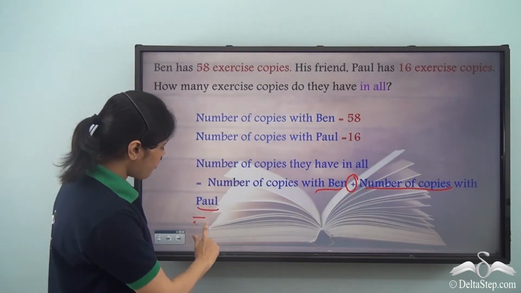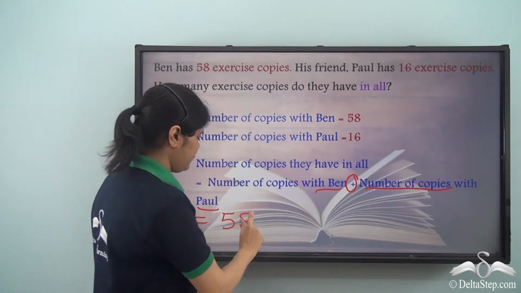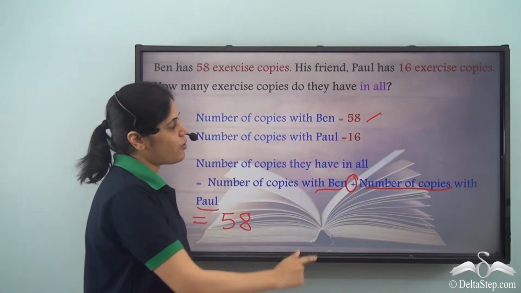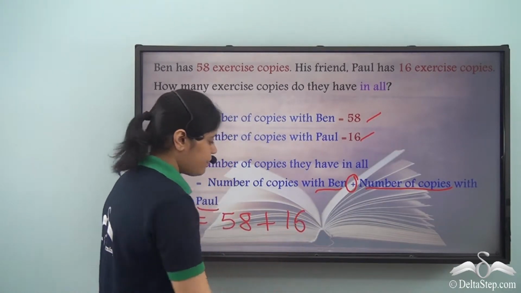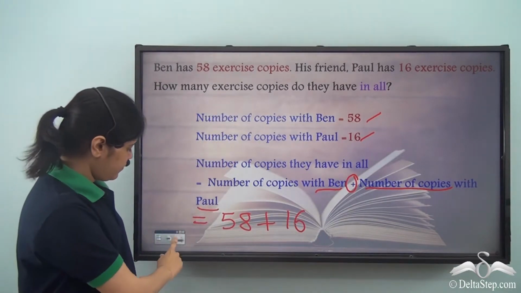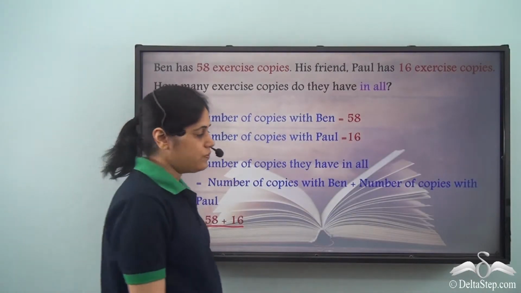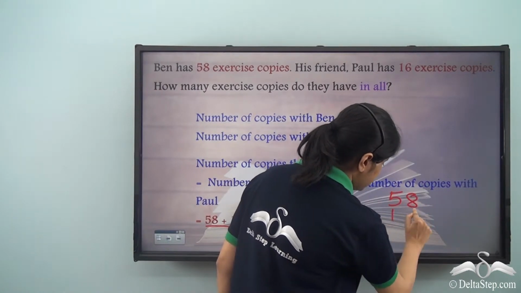And what is the number of copies with Ben? 58. And what is the number of copies with Paul? 16. So 58 plus 16. This is what we have here. Now we need to add these two. So 58 plus 16.